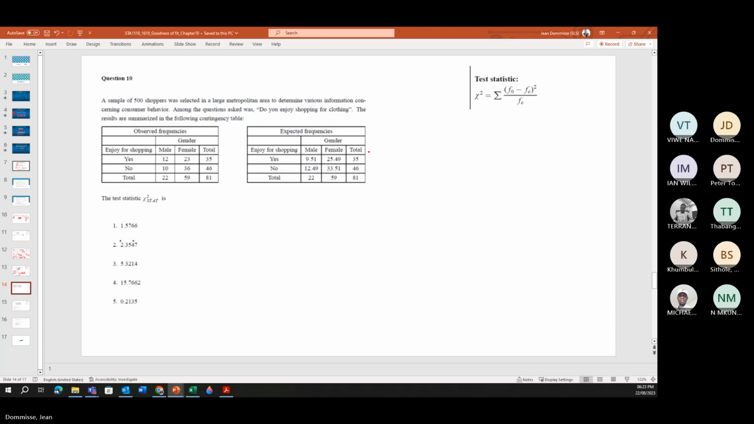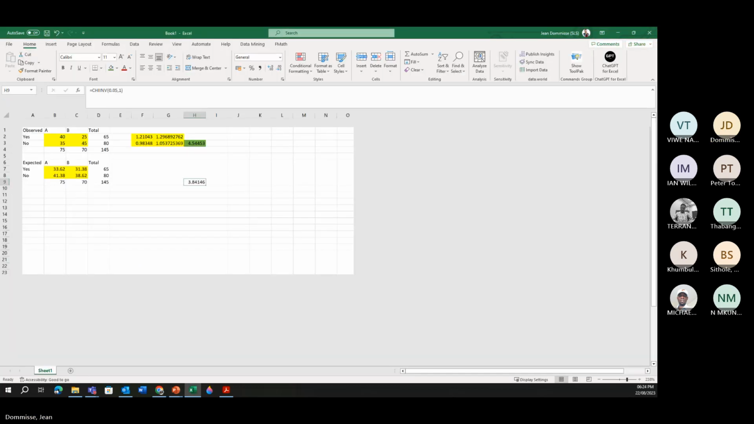Then here what they've done is they've given you the two, so the observed and the expected. And then they say, okay, but work out your t-stat. Okay, so let's now test this one with Excel.